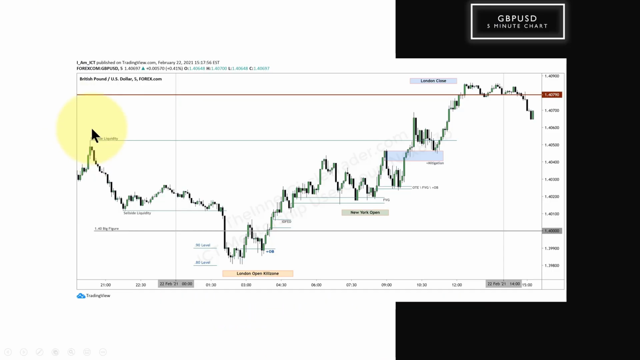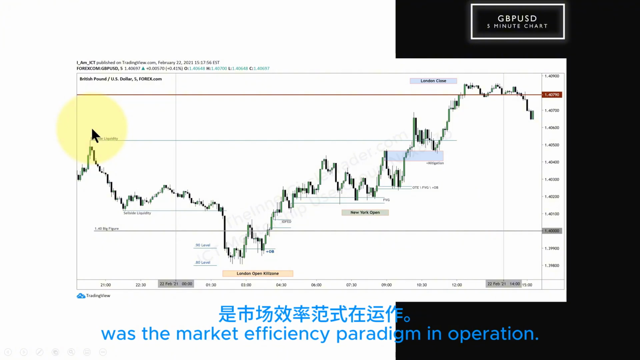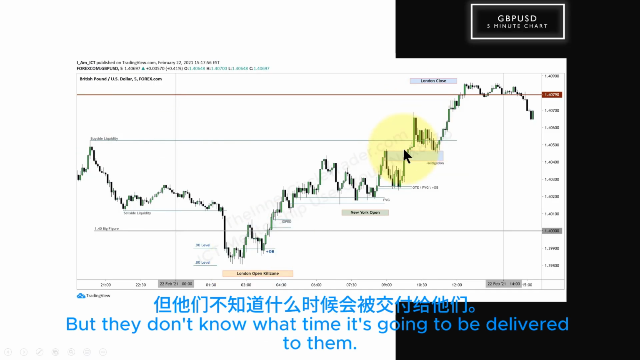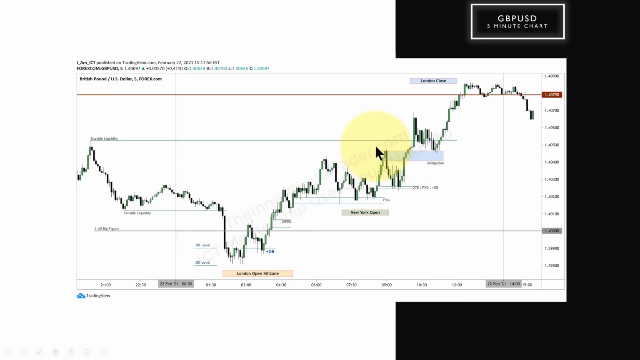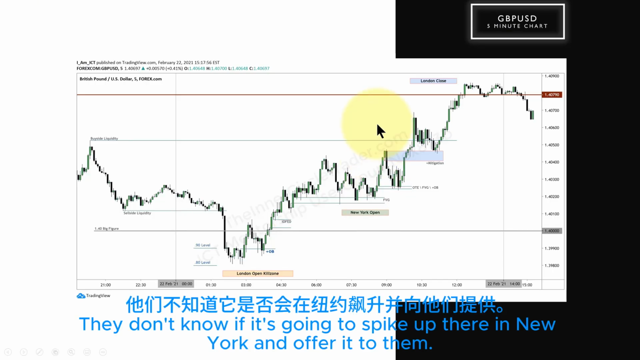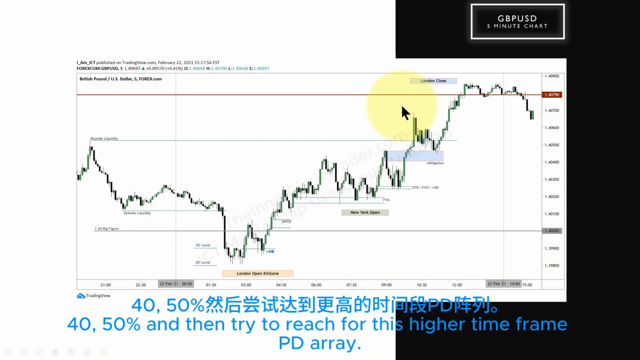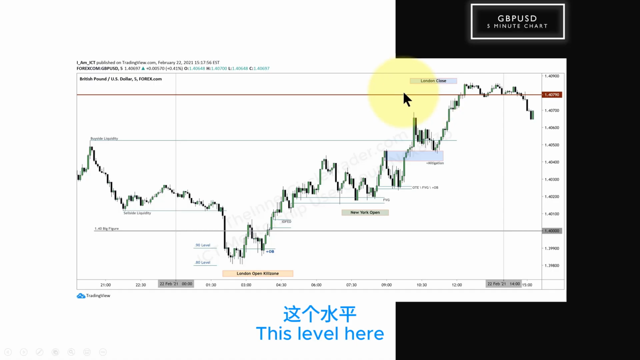What I just showed you was the market efficiency paradigm in operation. They buy here, they know above this blue line, that's where the liquidity is, but they don't know what time it's going to be delivered to them. Think about what I just said. They don't know if it's going to spike up there in New York and offer it to them. It could, and they would take partials there. If they did that, they would take 40, 50% and then try to reach for this higher time frame PD array, this level here, in the 10 o'clock hour.